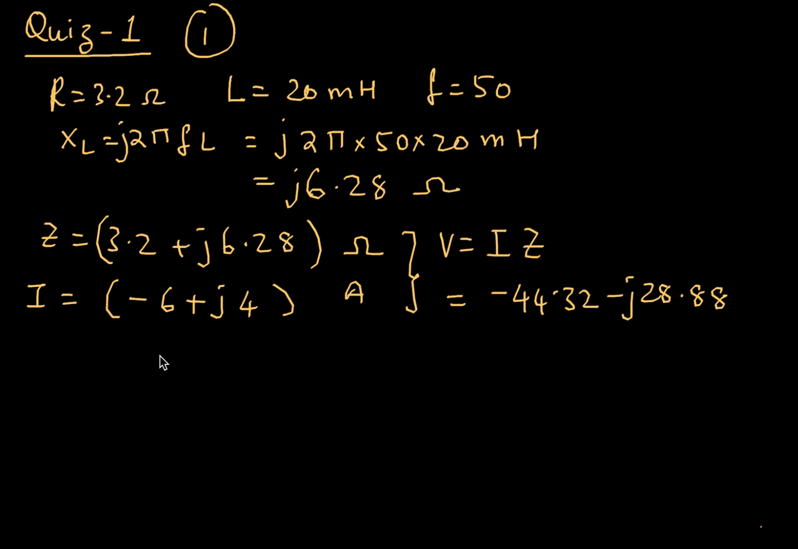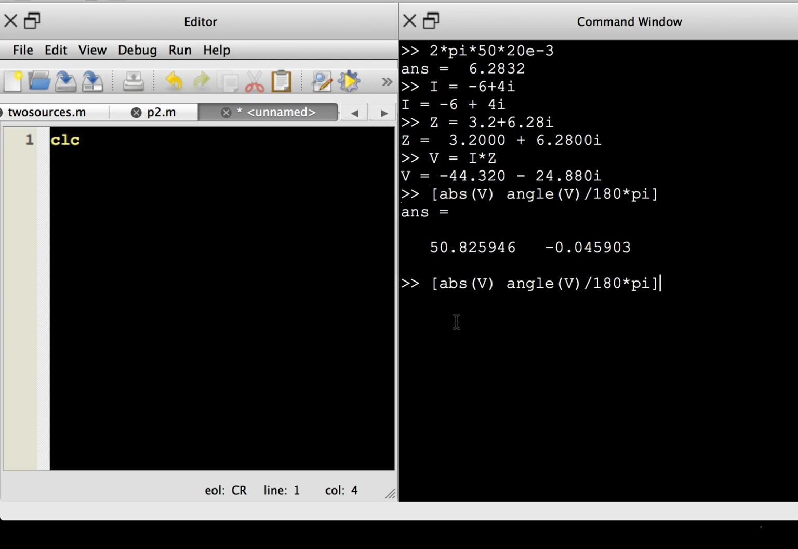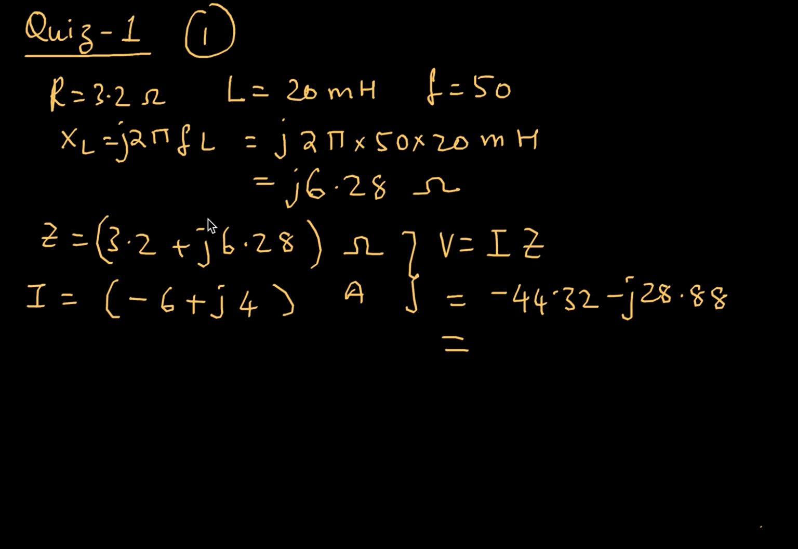So now I am interested in magnitude and angle. So I would like to convert this into polar. So absolute value of V, and I just want to display the angle of V. And I divide it by 180 and multiply by pi to convert into radians. I'm sorry, I have to multiply it by 180 and divide it by pi. So the magnitude is 50.8, and the angle is minus 150.7 degrees. The 0.69 I'm rounding off to 7.